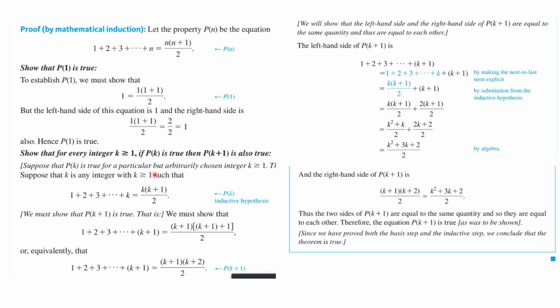Suppose it is true. Then we must show that P of k plus 1 is true. That is, we have to show that if I add one more number on this side, I will get the other side where it's k plus 1. So instead of n, it is now k plus 1, and n is now k plus 1 over 2. And so this is what we have to show.